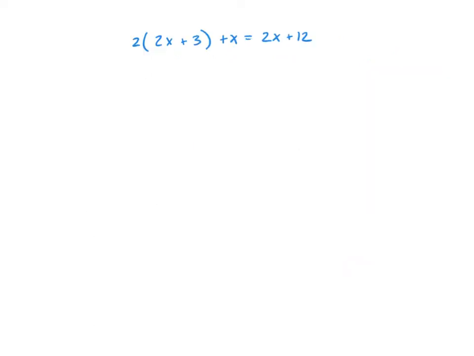Here's another example, and for the pictorial method, this is the distributive property, so I have 2 of everything that is in the parentheses. So I have 2x plus 3 twice. So 2x and a 3. And I need to do that again. I'm just going to stack it right on top of it. 2x and a 3. And then I have one more x. And on the right-hand side, 2x and a 12.